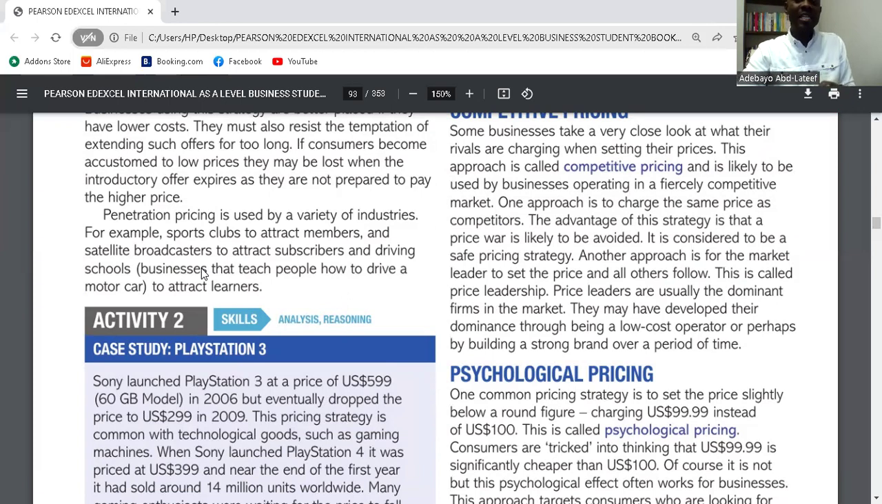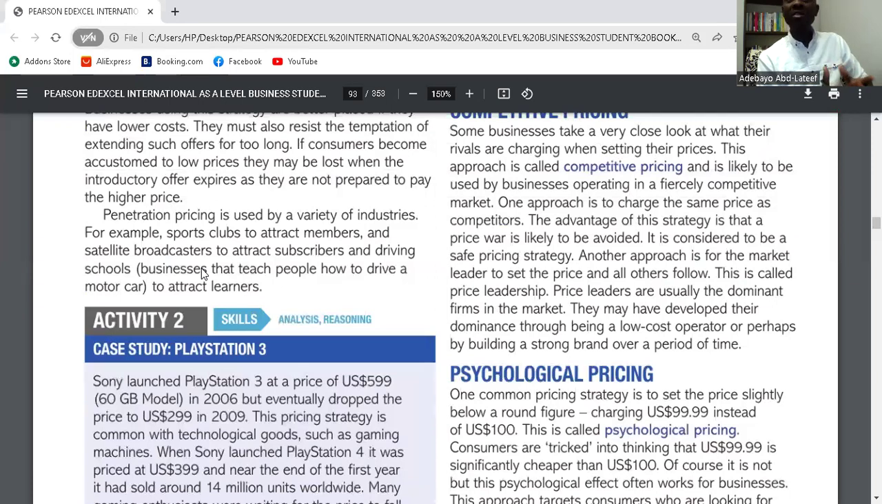Another approach is for the market leader to set the price and all others follow. This is called price leadership. Price leaders are usually the dominant firms in the market. They may have developed their dominance through being a low-cost operator or perhaps by building a strong brand over a period of time. So for competitive pricing, you watch over your competitors, what price they charge.